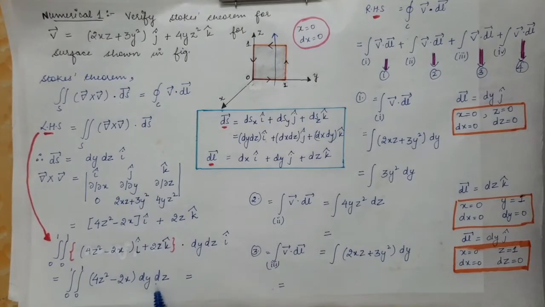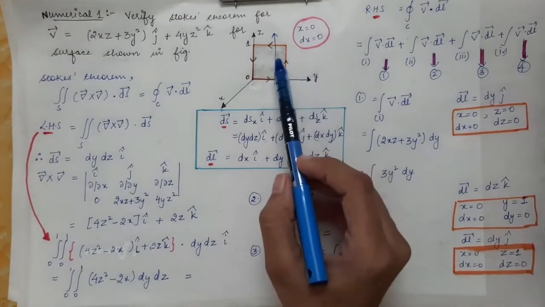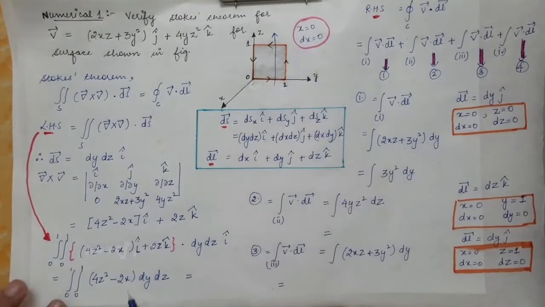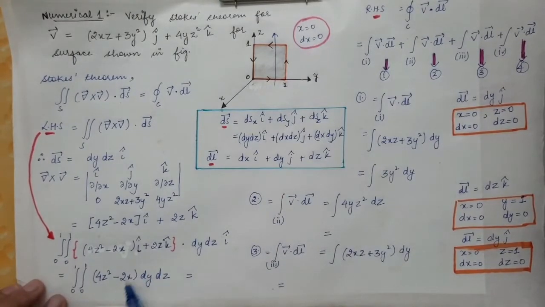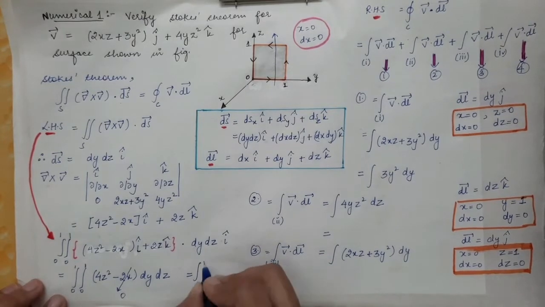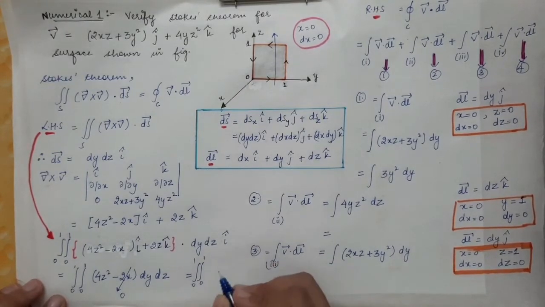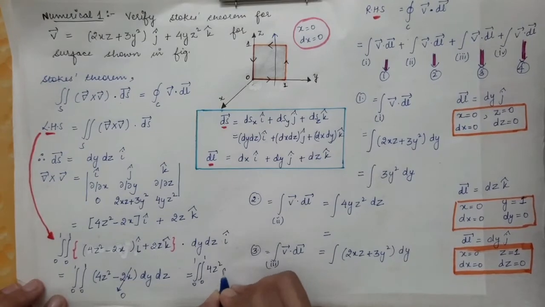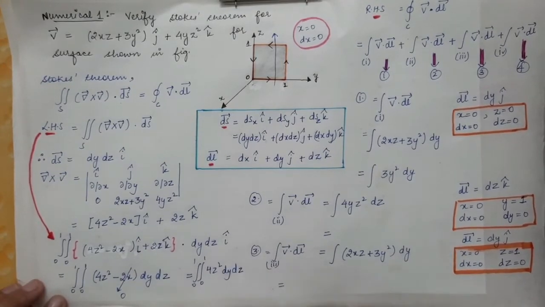Now we can evaluate this integral. We know for this surface x is equal to 0. So here we have 2x, and this will be equal to 0. So we will be just left with 4z square into dy into dz. So we will be left with the integral from 0 to 1, integral from 0 to 1, of 4z square dy dz.